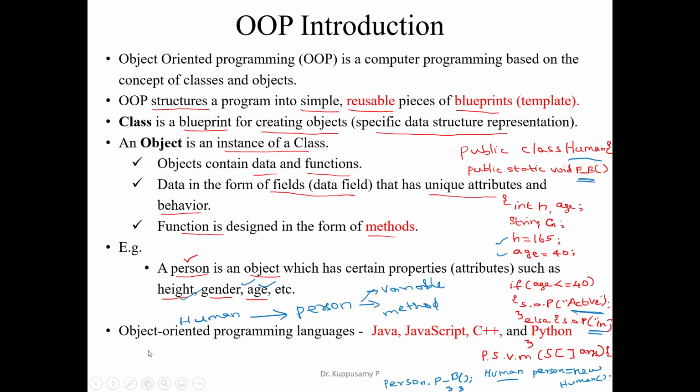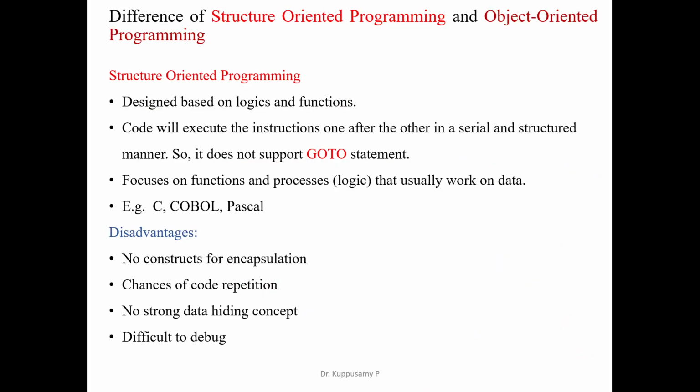Regarding object-oriented programming languages, many programming languages are there. Here I have given Java, JavaScript, C++ and Python. Then, the difference between structure oriented programming and object oriented programming. What is structure oriented programming? It mainly focuses on logics and functions. For example, I want to add two numbers. One structure oriented programming language is the C programming language.